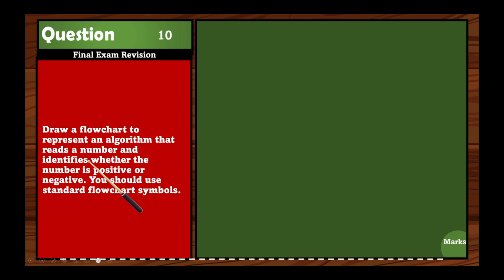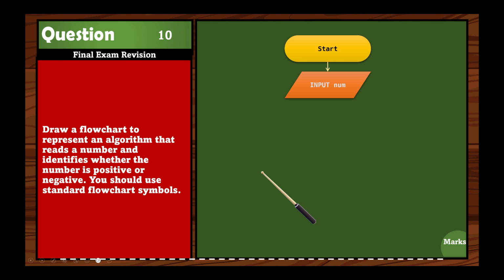Question number 10, draw a flowchart to represent an algorithm that reads a number and identifies whether the number is positive or negative. You should use standard flowchart symbols. So this time we need to draw a flowchart for the program that finds if a number is positive or negative. Same thing, we start the flowchart. We ask the user to input a number.